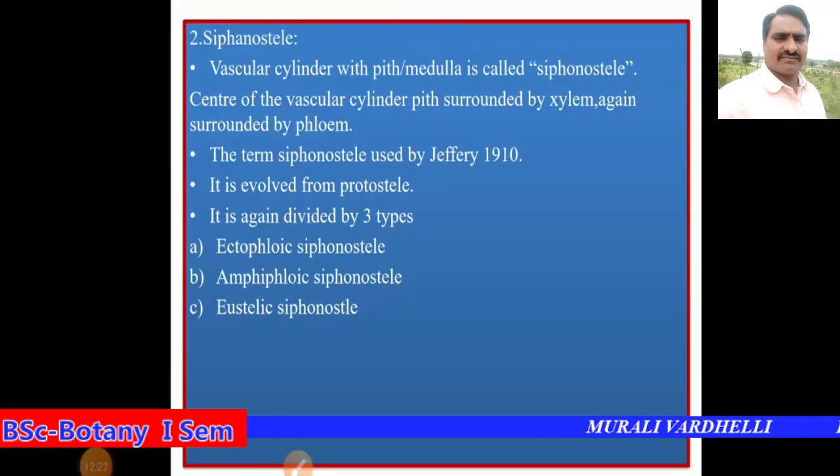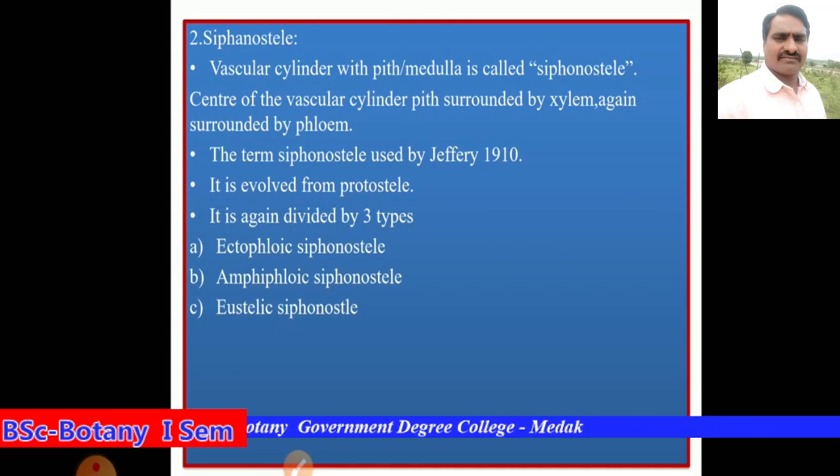Next one is siphonostele. This is the second type of stele in Pteridophyta. Protostele with a central pith or medulla is called siphonostele, right? A vascular cylinder with pith or medulla is called siphonostele. So the center of the vascular cylinder is pith, surrounded by the xylem and surrounded by the phloem. This type of stele is called siphonostele.